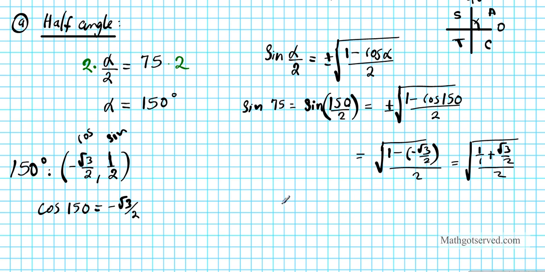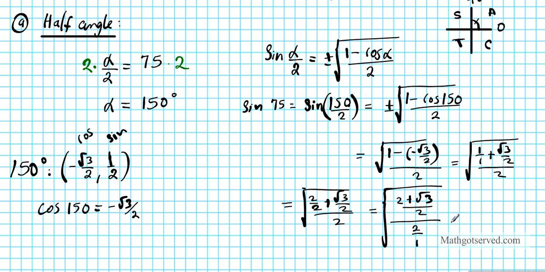This is going to become the square root of (2 plus root 3 over 2) over 2. Combining the numerator, it becomes 2 plus root 3 over 2, all over 1, and the square root of this entire expression.